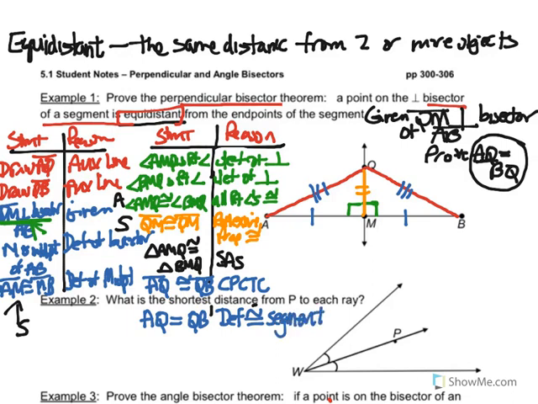And so we've just proved the perpendicular bisector theorem that a point on the bisector is going to be equidistant from two or more points, two or more objects. Okay, so there you go. And I should, what am I saying? Not two or more objects, but the two endpoints of the segment. Okay, it's getting late. Okay, so let's go on to example 2.